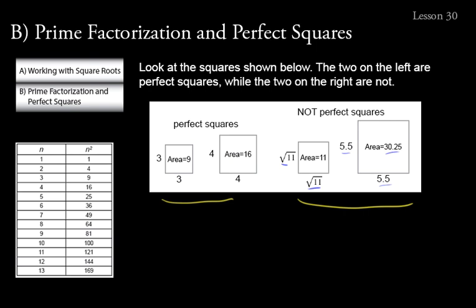Since this is all about squares, let's put some actual squares on the screen and take a look at those. Another unique property of perfect squares is they can be factored into prime factors. Values that are not perfect squares won't factor into prime factors. For example, you can't take the square root of 11 and factor that into prime factors, or 5.5. So let's do some examples to understand this some more.